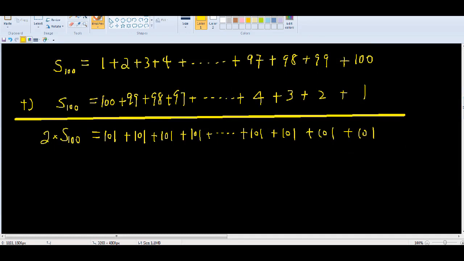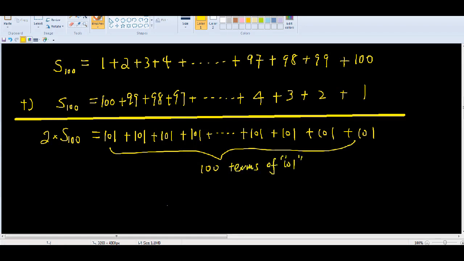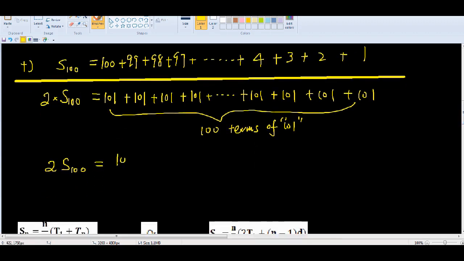My question is, how many 101s? Of course there should be 100 of them, because in our series we write 1 plus 2 until 100, so that means 100 terms of 101. So how could we summarize that? The right hand side should be 100 times 101, because that's 100 copies of 101.